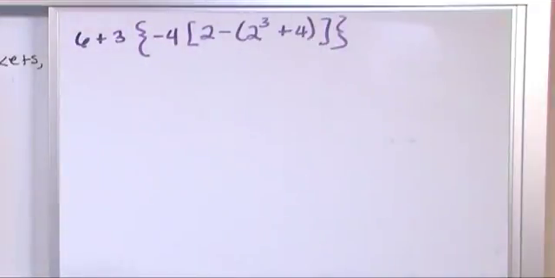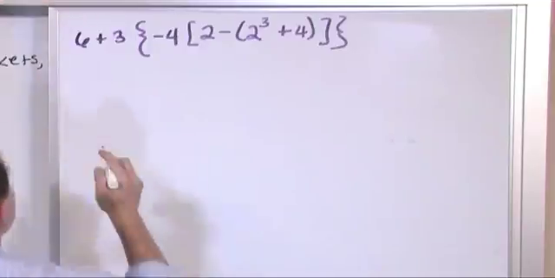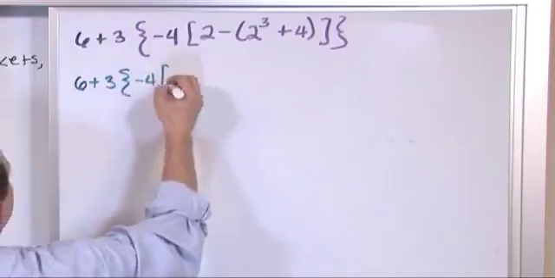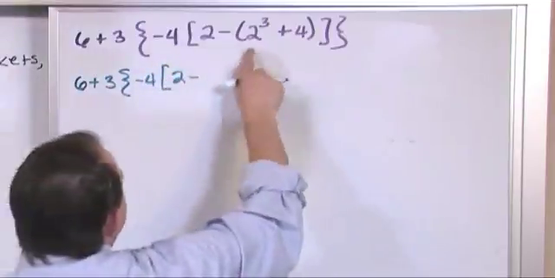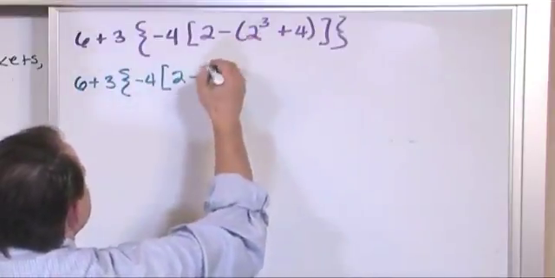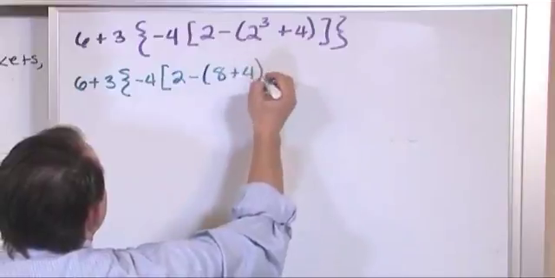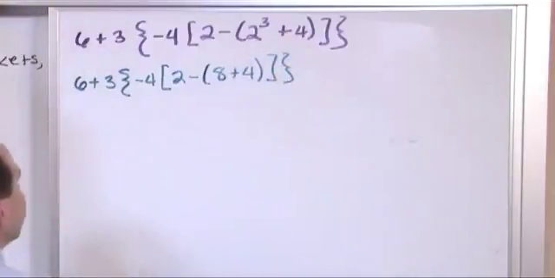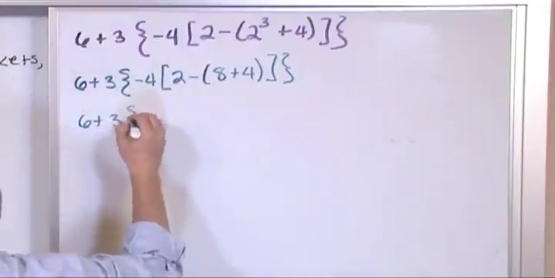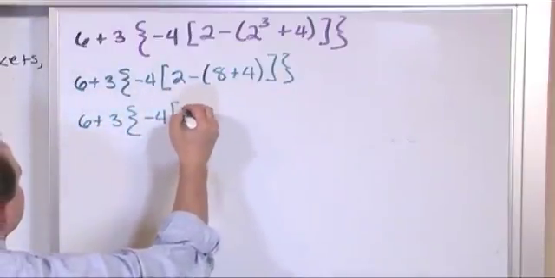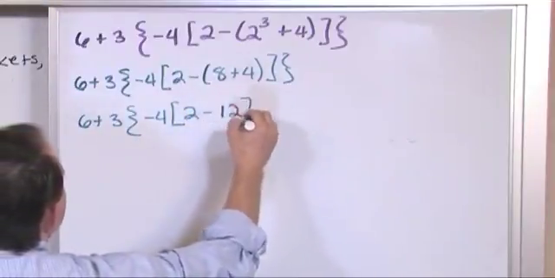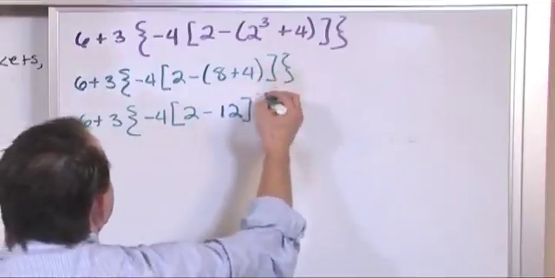Okay? So let's go ahead and rewrite it. 6 plus 3, bracket, negative 4, bracket, 2 minus. Now, inside of here, we have to do the exponent first. 2 cubed. 2 times 2 times 2 is 8. 8 plus 4. Close this, close this, close this. We still have to continue inside of the innermost parentheses. 6 plus 3, brace, negative 4, bracket, 2 minus. Now here, 8 plus 4 is 12. Close and close.